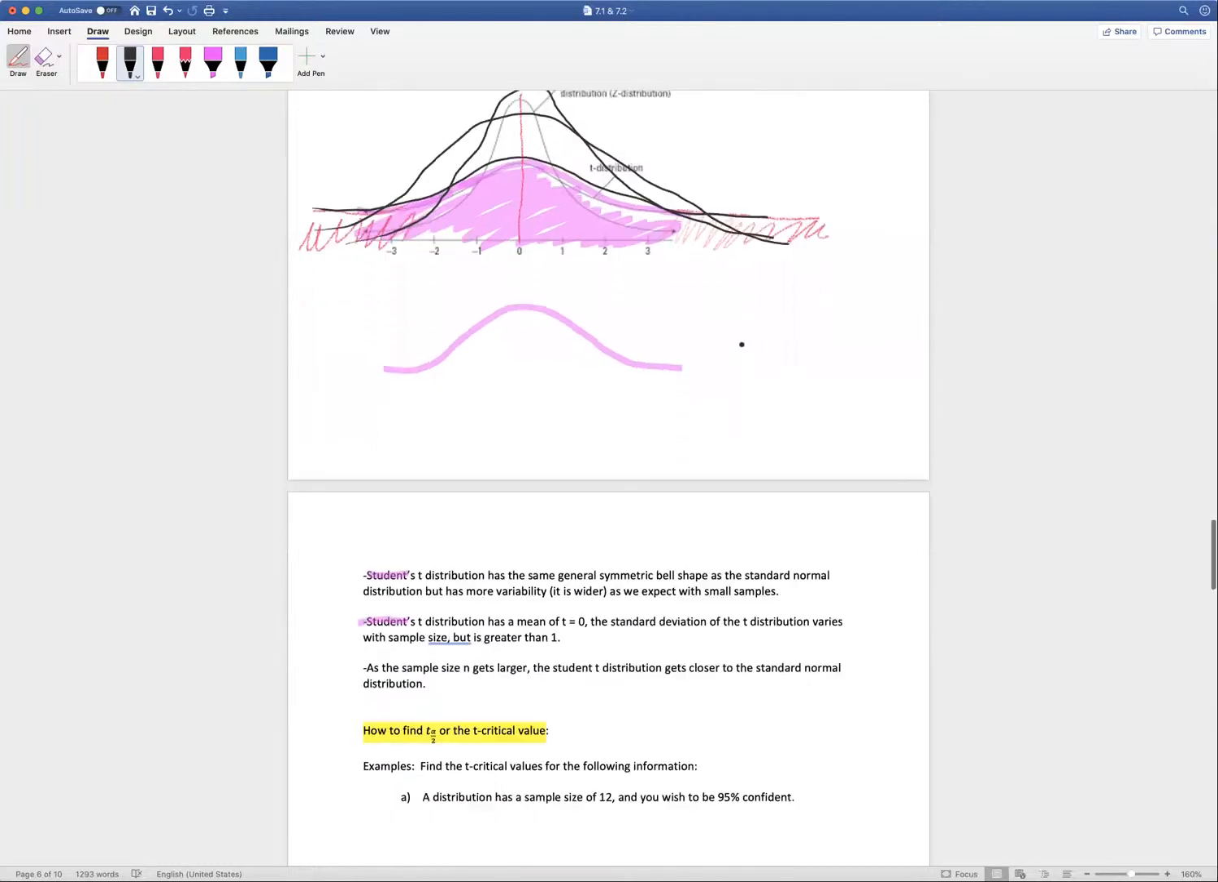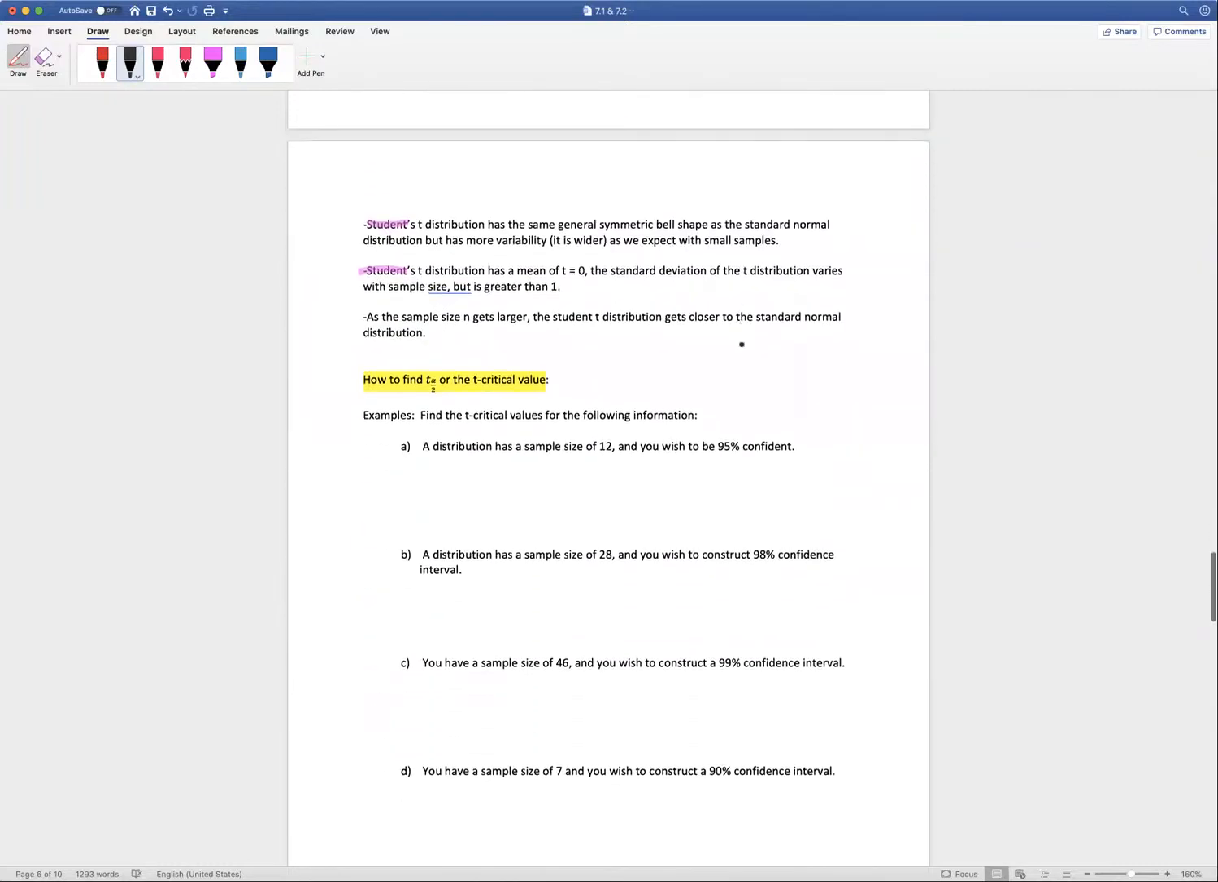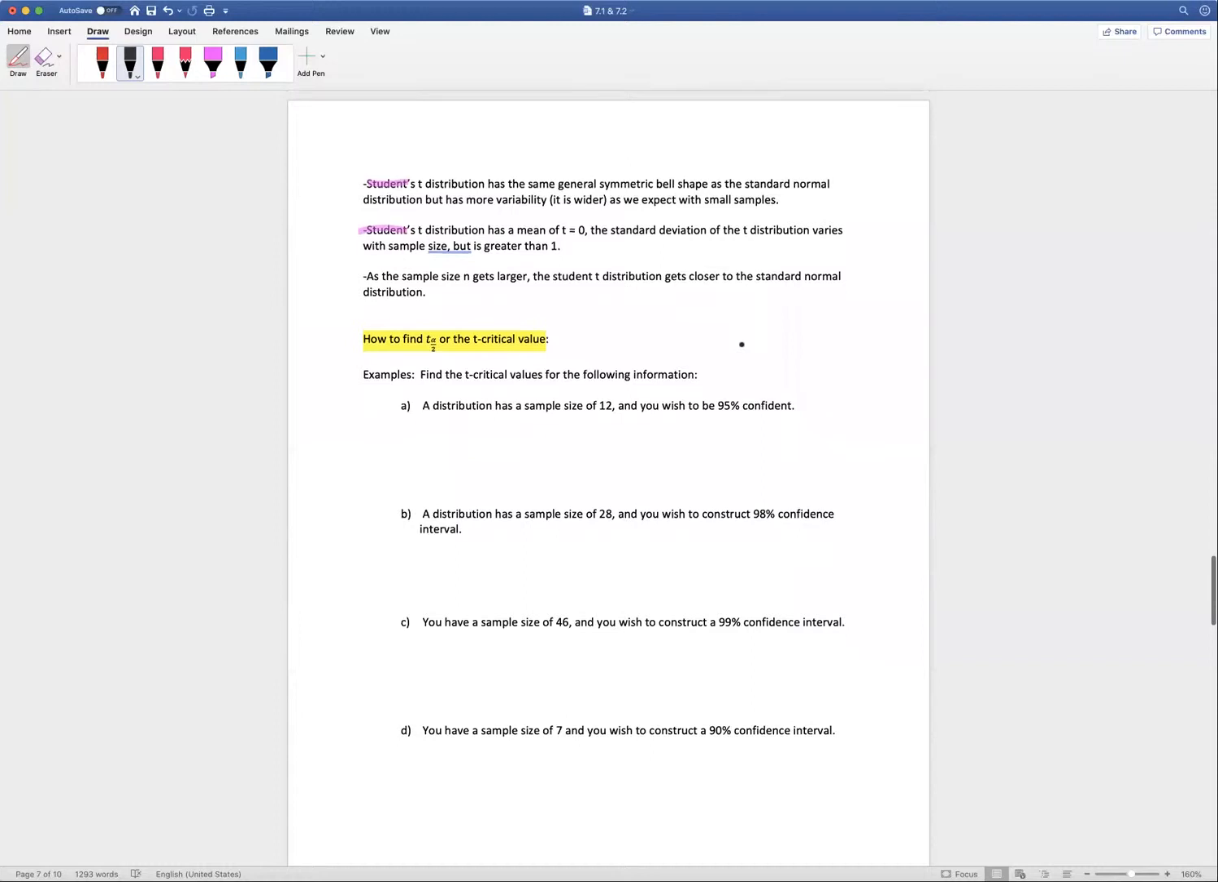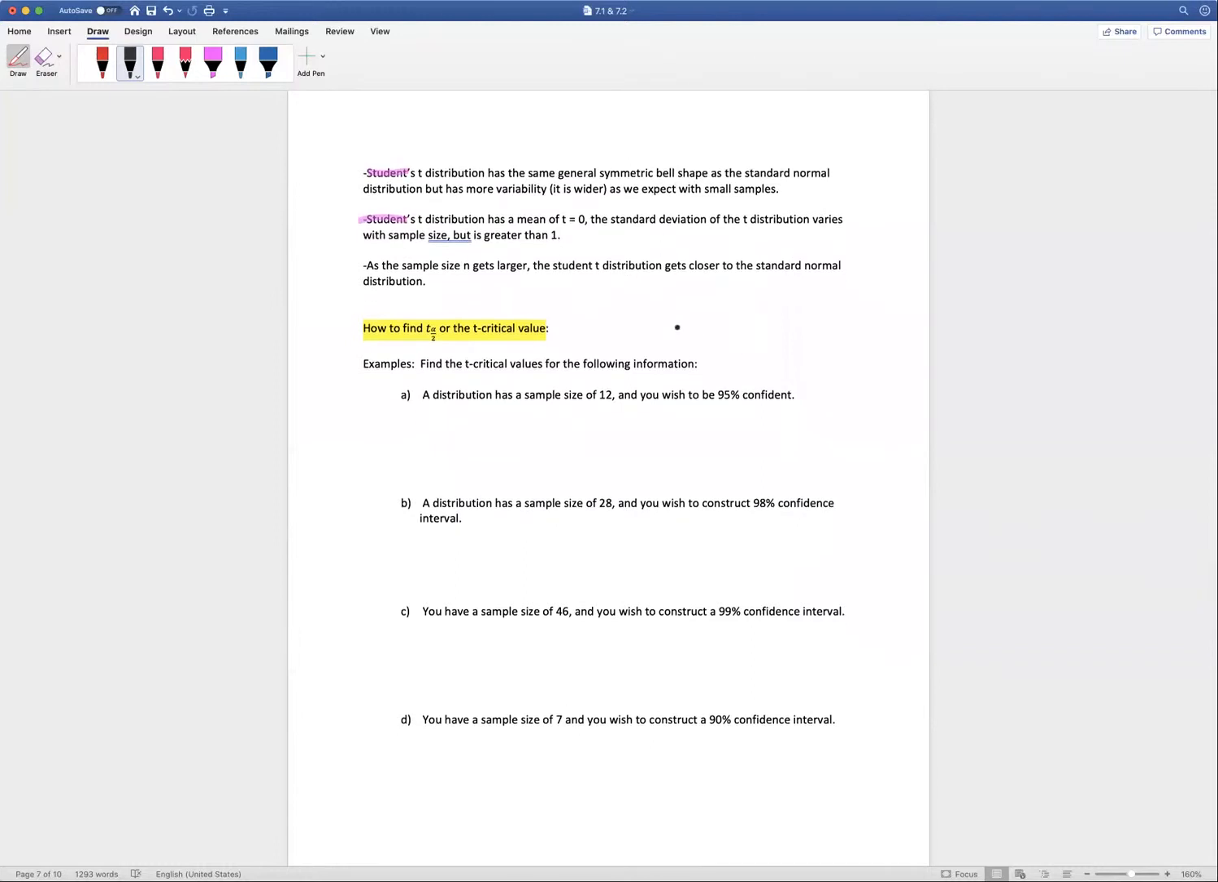So we need to figure out how our T distribution works. Oh, let me go back. Students' T distribution was actually named after someone named student. The person's name was student.